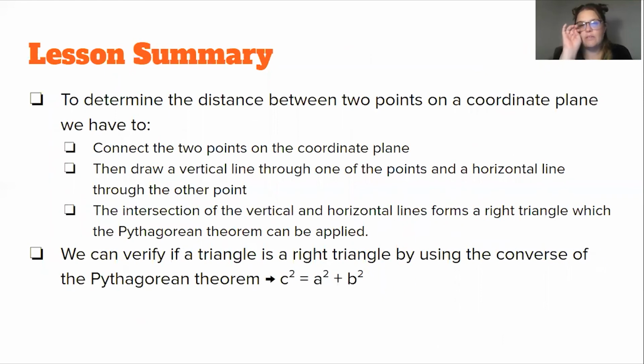In today's lesson, we've learned the following things in relation to the Pythagorean theorem and how we can use it with a coordinate plane. To determine the distance between 2 points on a coordinate plane, we have to do these 3 steps. First, we connect the 2 points on the coordinate plane. Then we draw a vertical line through one of the points and a horizontal line through the other point. The intersection of the vertical and horizontal lines forms a right triangle, to which the Pythagorean theorem can be applied. Second, we learned that we can verify if a triangle is a right triangle by using the converse of the Pythagorean theorem, where we figure out the values and then see if they are equal.